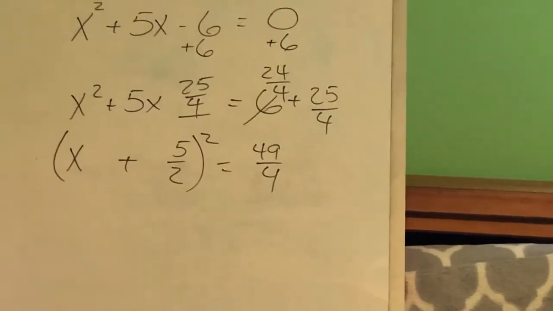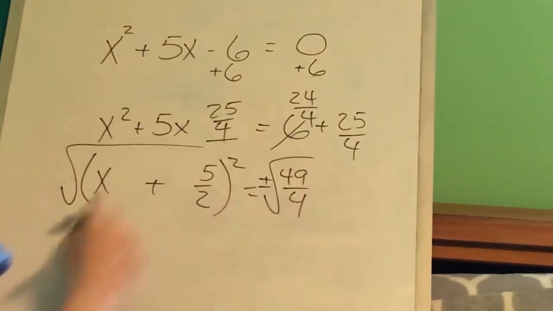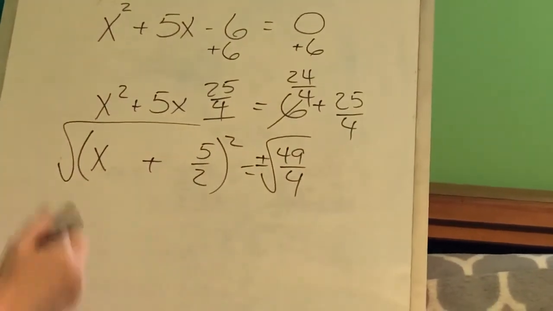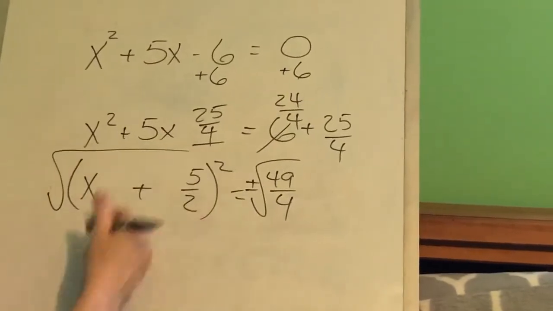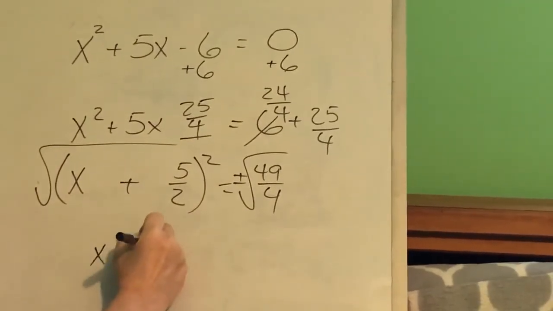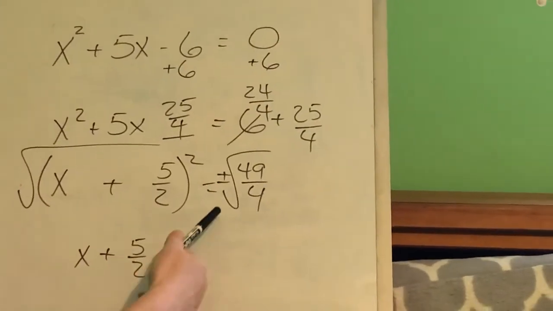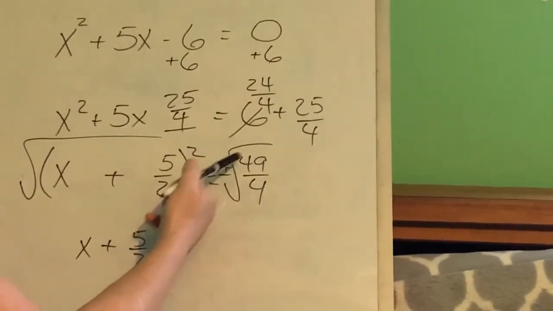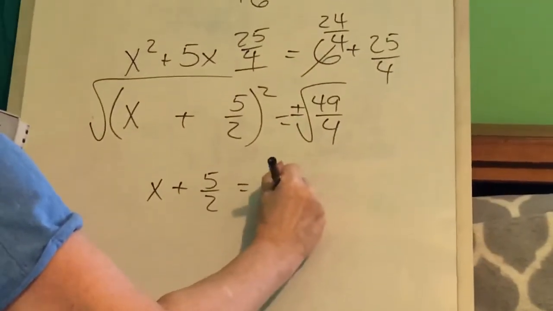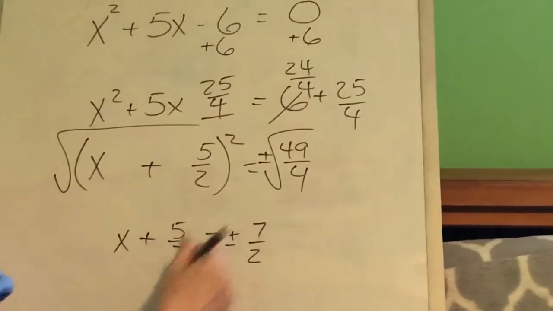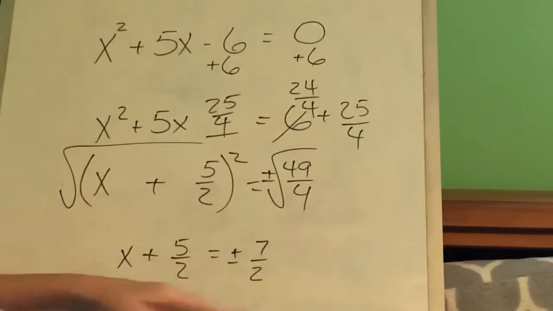Over here, just like before, we're taking the square root of both sides. We have plus or minus. Don't forget your plus or minus. That's what gives you your two results. Taking the square root of a squared value gives x plus 5 halves is equal to, over here, the square root of 49 fourths. The square root of 49 is 7, the square root of 4 is 2, and I have plus or minus. So notice here it came out from underneath the radical. It was a perfect square.